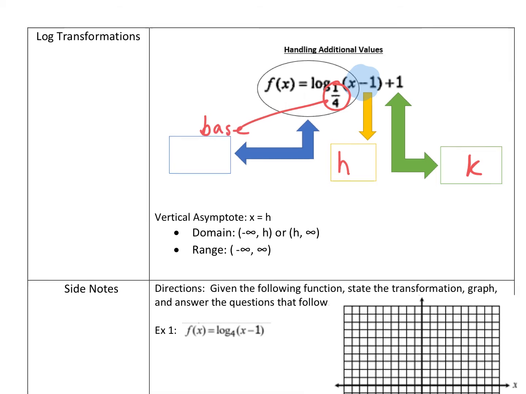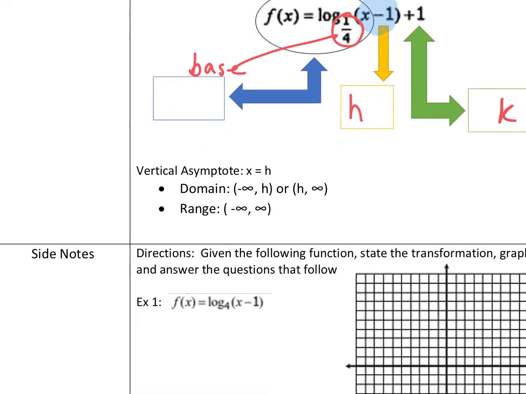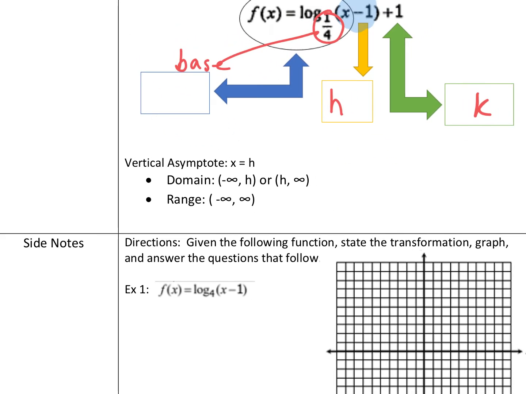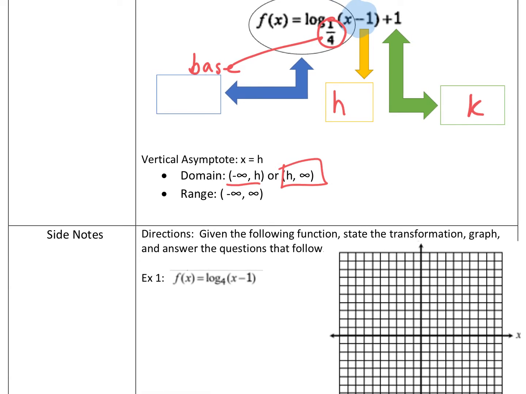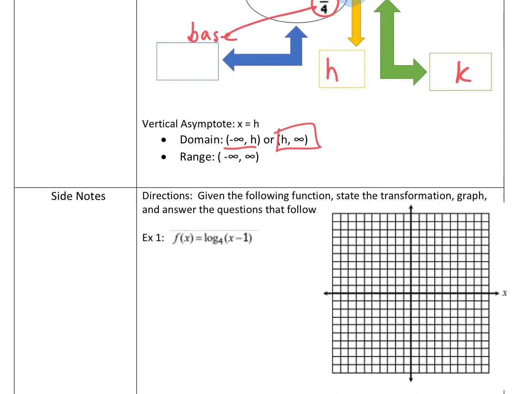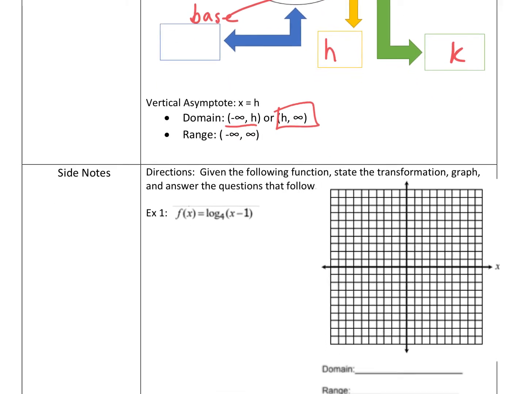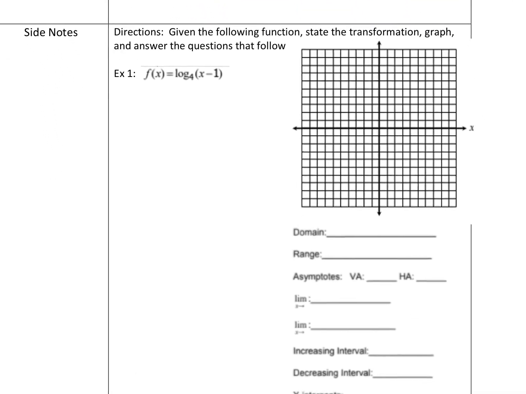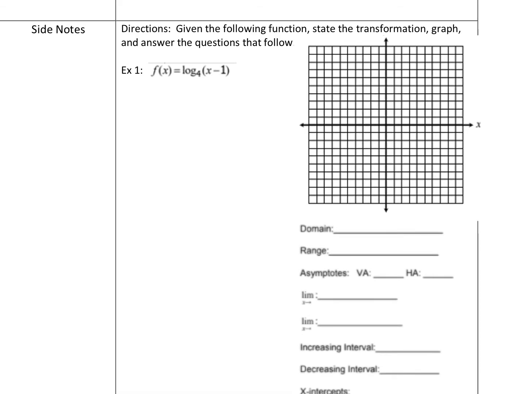Okay? Cool. And then domain is always going to be, you've got to watch out for your asymptote, right? If it was reflected, for instance, it would be this, but we probably won't see that very much. Normally it's just going to be your asymptote to infinity, okay? And then range is always going to be negative infinity to positive infinity, no matter what.